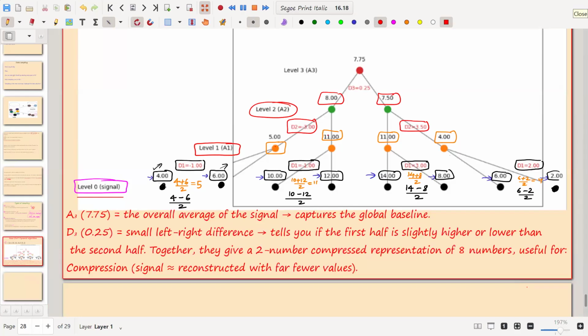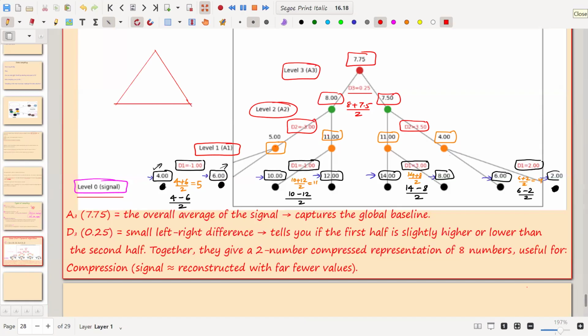Now what is your new level? Level 3. 8 minus 7.5 divided by 2, 0.25, right? And what is the summation? 8 plus 7.5 divided by 2. So that is the highest level, that is level 3. And you see this is a structure representing this scenario, right?